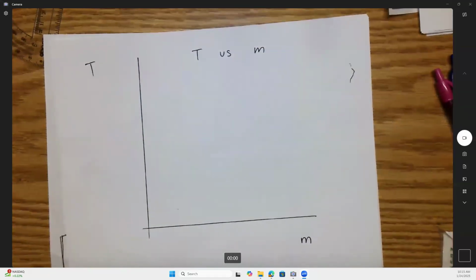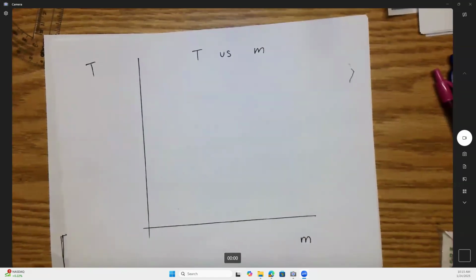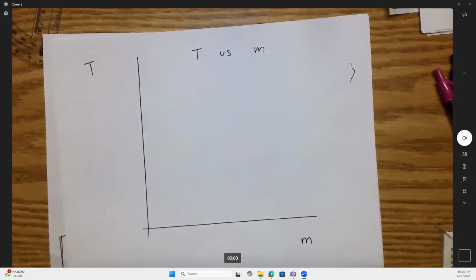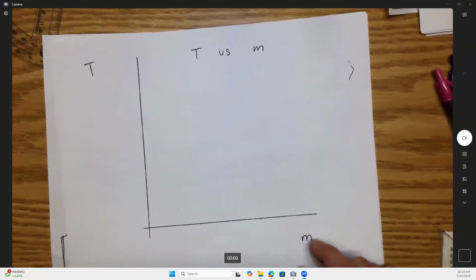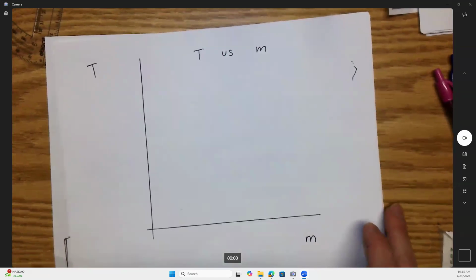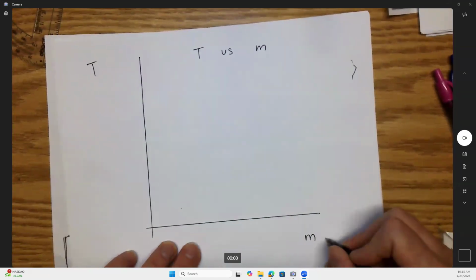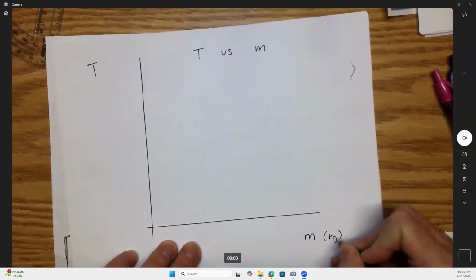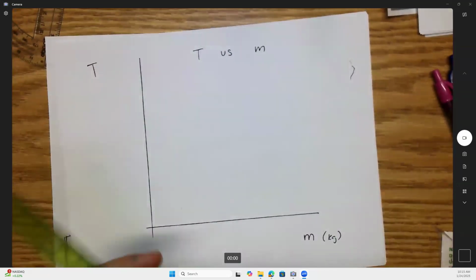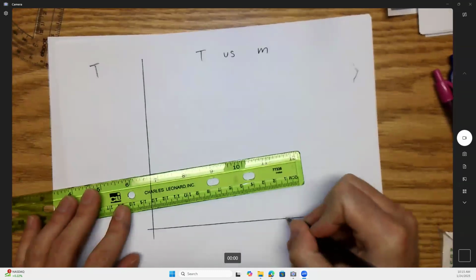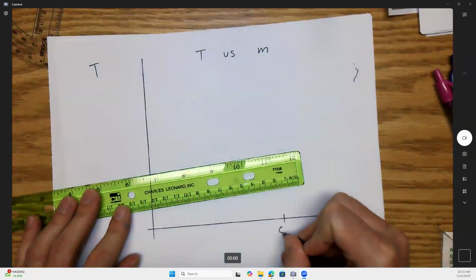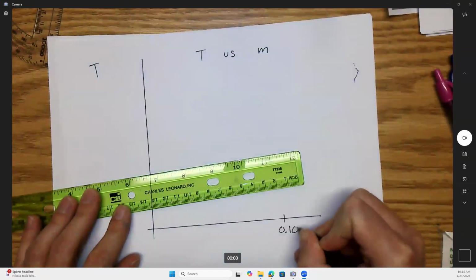All right, who has some good data? Who wants to share some good data? I would love to share my data, Mr. Griffin. All right, Aiden, what was the largest mass you used? The largest mass we used was 0.1 kilograms. All right, so put mass in kilograms, and let's take this up to 0.1.